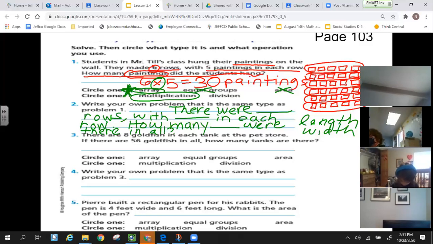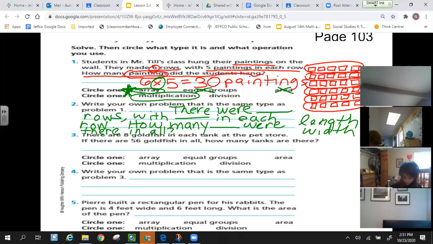Okay, but the type of problem we're doing, honey, is rows and how many are in each row. So that's a different type of problem. Do you think you could try one with rows? We talked about muffins in a muffin tin. We talked about cars in a parking lot. Okay. Shoes on display. Okay.